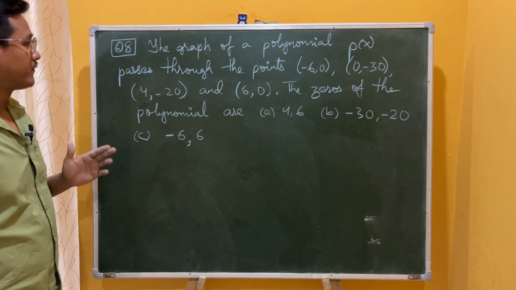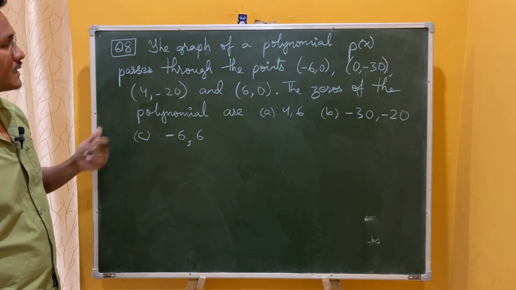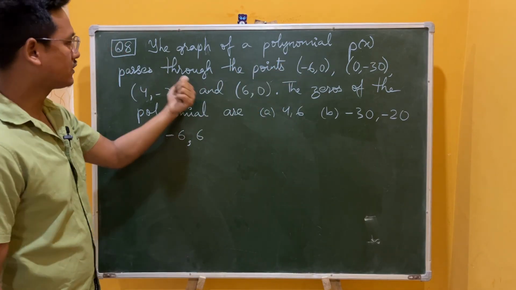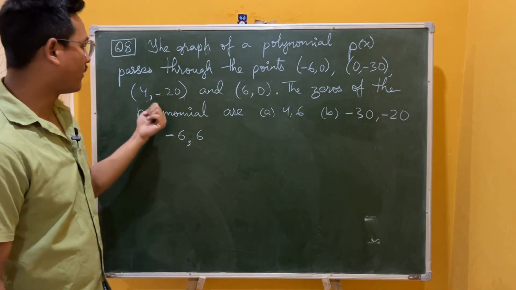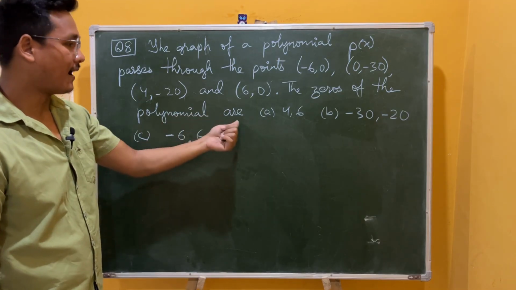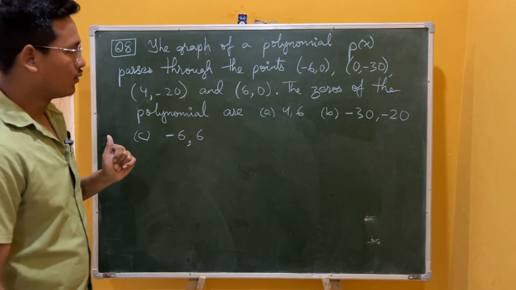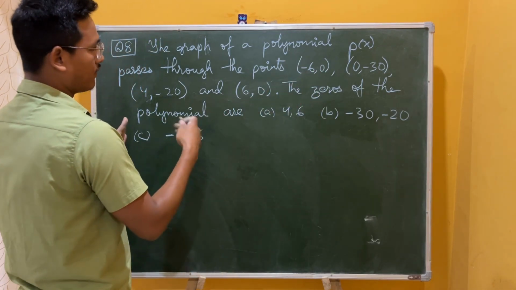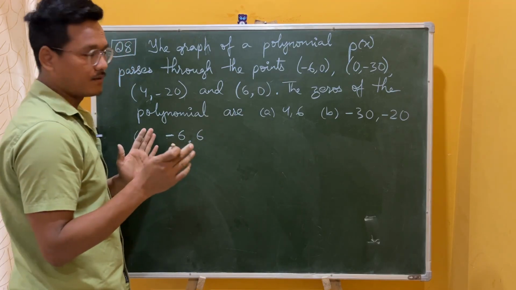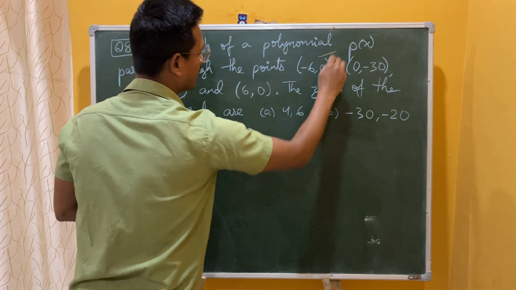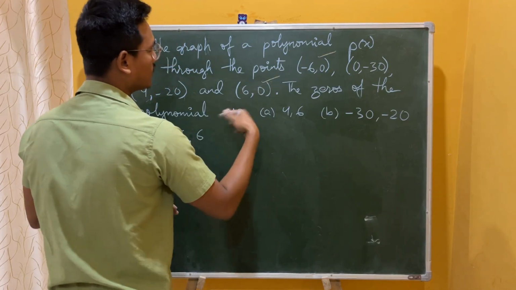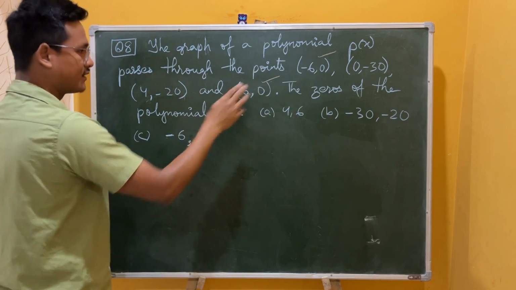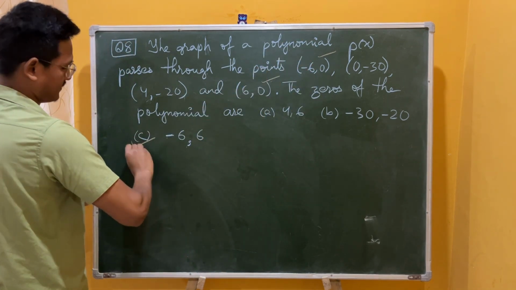Okay, question number 8 is from the chapter polynomials. It says the graph of a polynomial p(x) passes through the points. There are 4 points. The zeros of the polynomial are. The shortcut is, look at the points and check the coordinates in which the ordinate is 0, means the y part is 0. This one, y part is 0, y part is 0. So the answer is minus 6 comma 0 and 6 comma 0. So this is the correct answer.